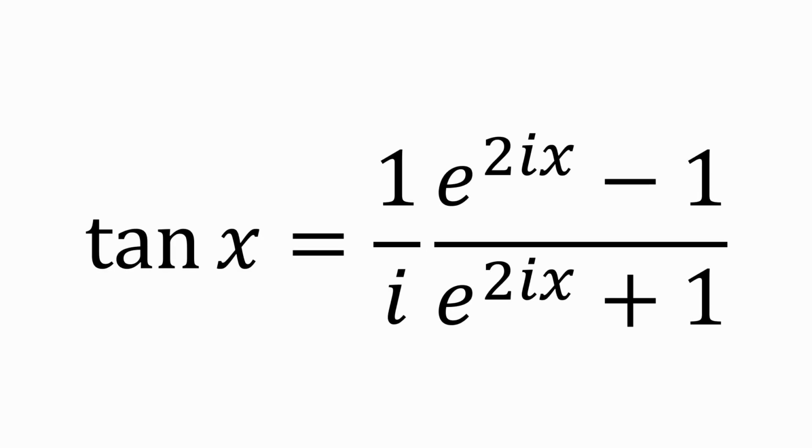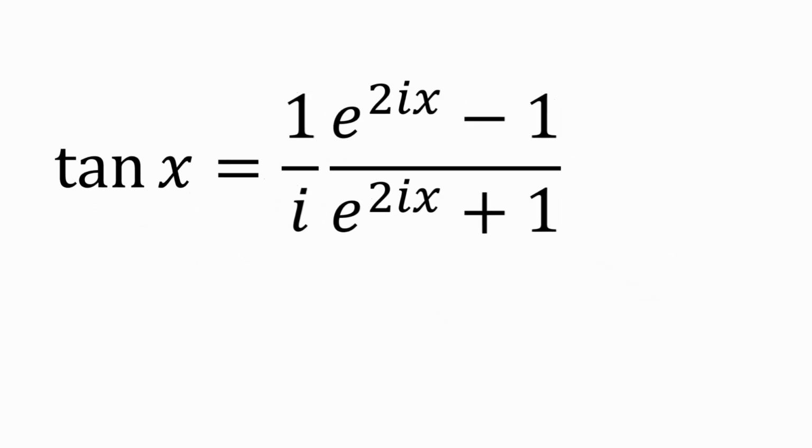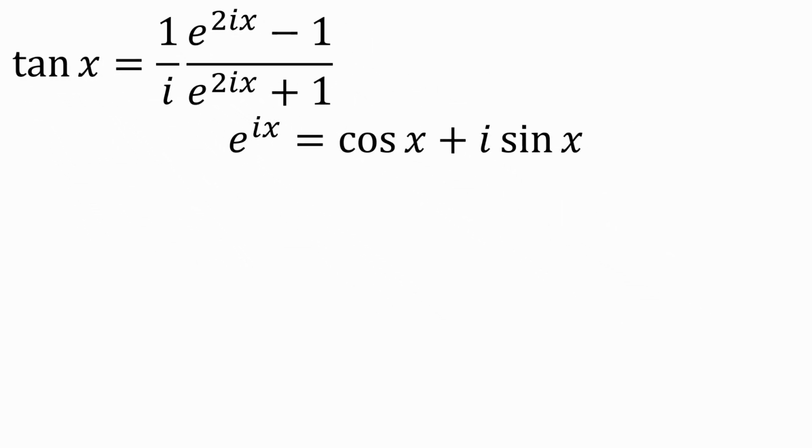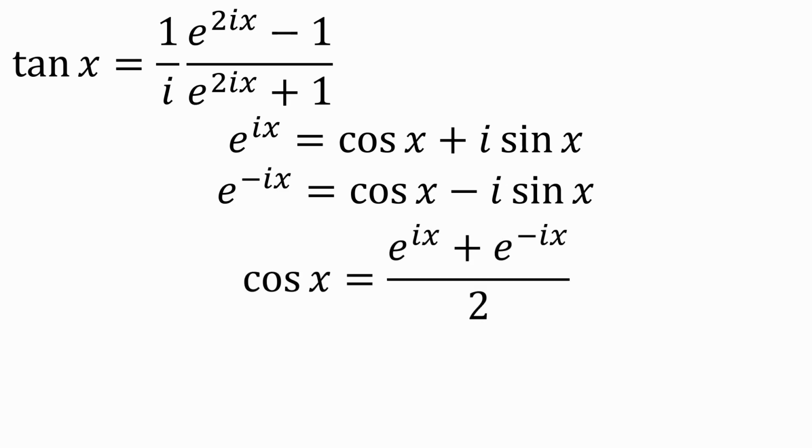I'll do this by considering the exponential form. If you're wondering where this comes from, it comes from Euler's formula, which says this. By replacing x by negative x, we get this. Adding these together and dividing by 2 gives us a formula for cos x. Subtracting and dividing by 2i gives us sin x.